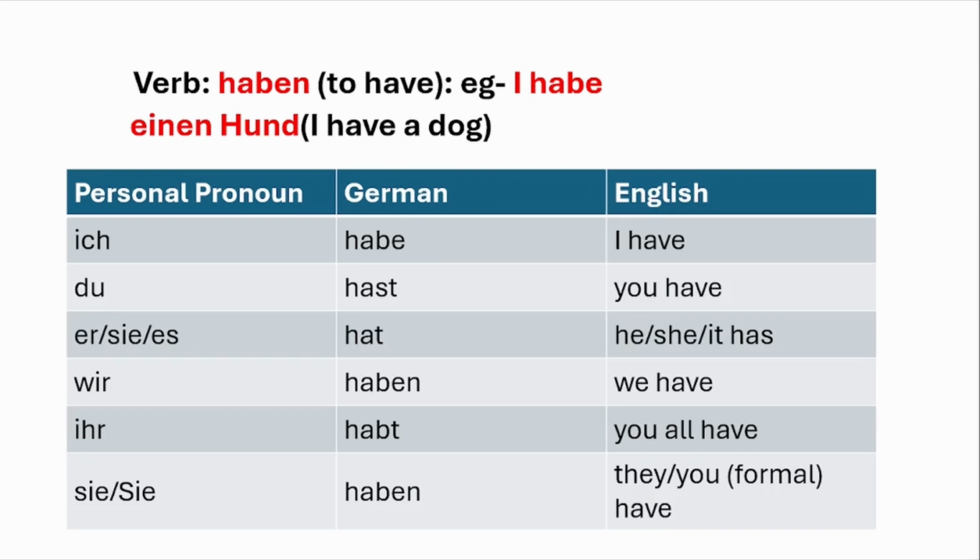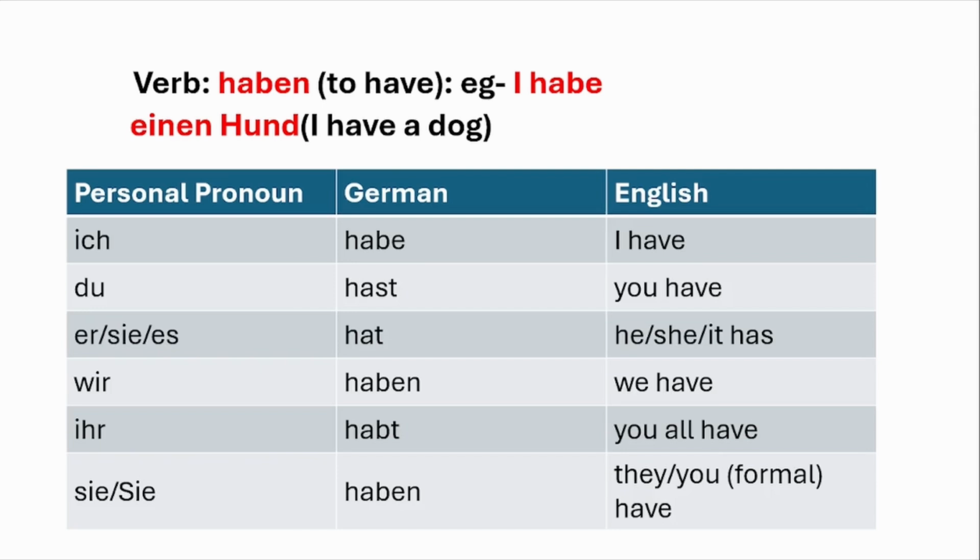Ich habe means I have. Du hast, you have. Er, sie, es hat, he, she, it has. Wir haben, we have. Ihr habt, you all have. Sie haben, they or you have. So these are the different forms of the verbs, which depend upon the personal pronoun or the subject they take.